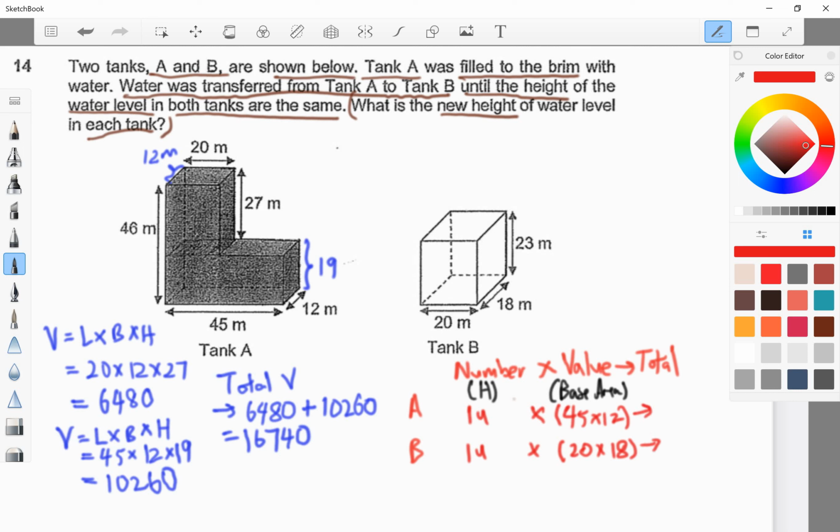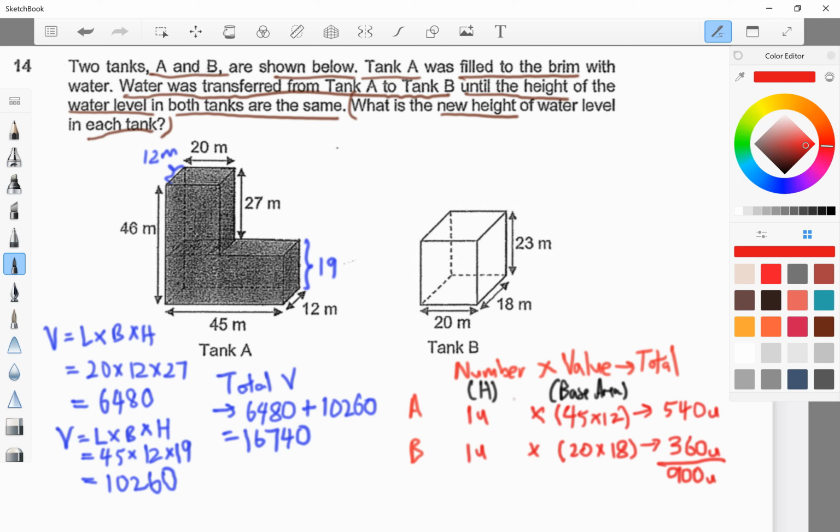So 45 times 12 gets us to 540. So it becomes 540 units. What about the tank B? Tank B is 20 times 18. It gets us to 360 units. So combined together, 540 plus 360, our answer will be 900. So 900 units.